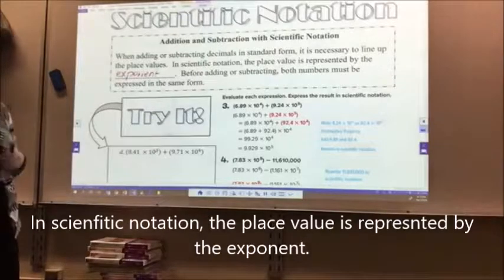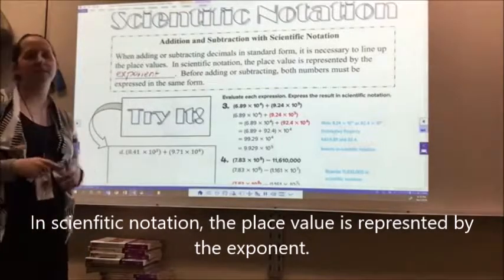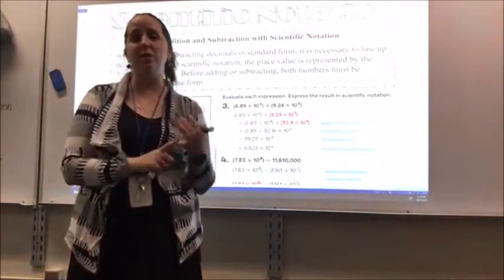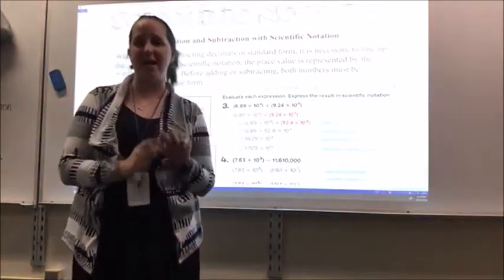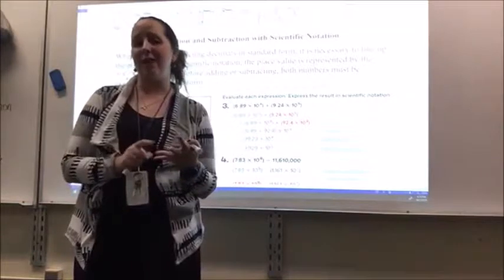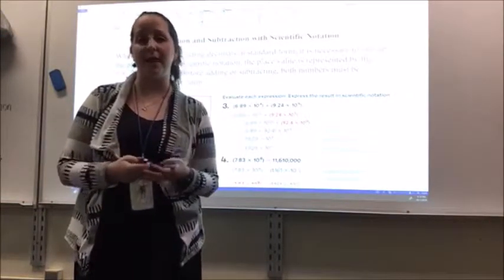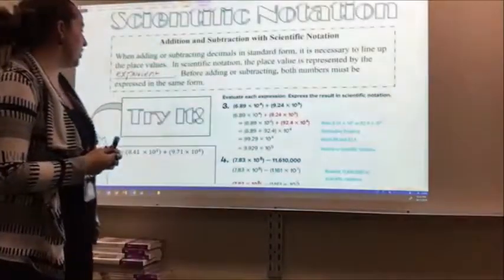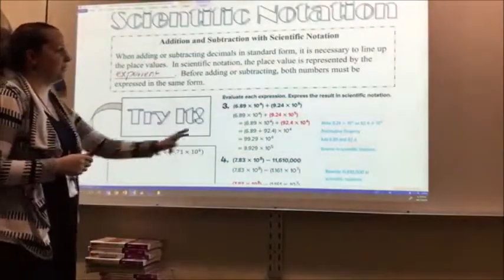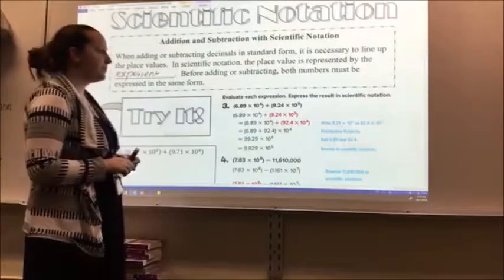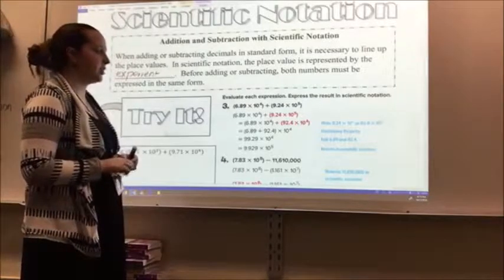Before we add or subtract, both numbers must be expressed in the same form, which means they both need to be in scientific notation and they need to have the same exponent value. If they don't have the same exponent value, then we can't actually subtract them or add them together. So I'm going to go ahead and look at an example. I have number 3 here first. It says evaluate each expression. Express the result in scientific notation.